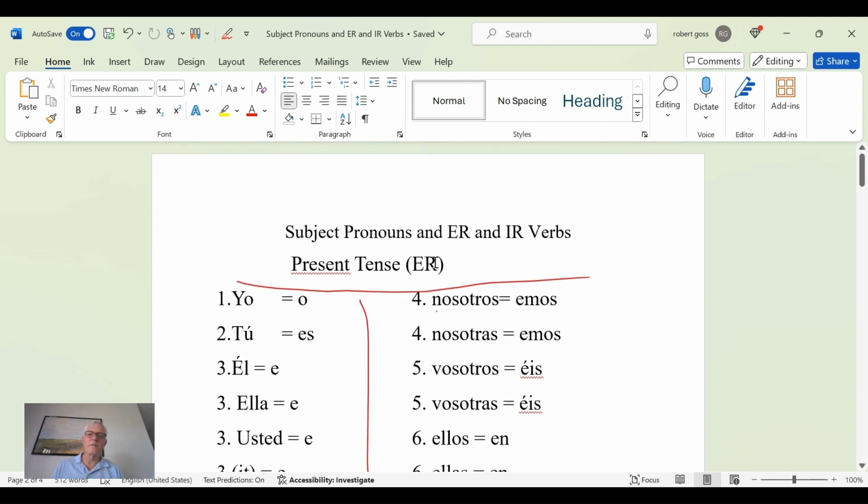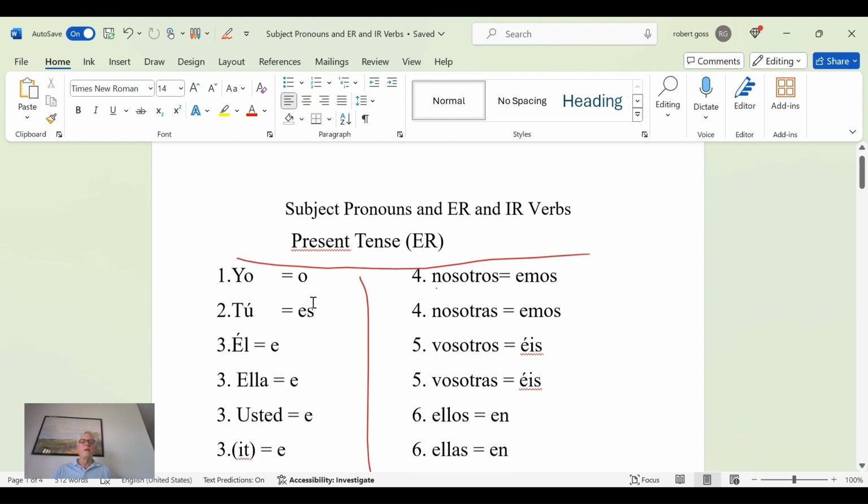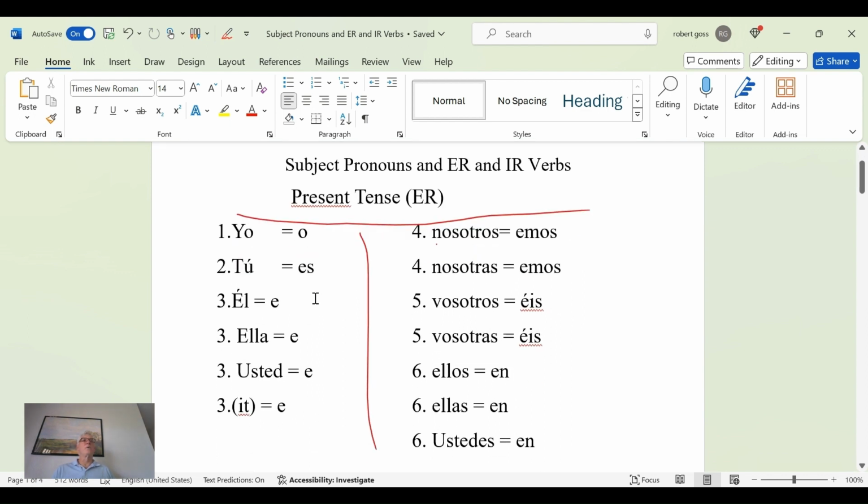Well, the pattern is if we have any verb that ends in ER, we're going to do kind of like what we did with the AR verbs. We're going to cross off the ER, and then in its place, we have certain endings, and the endings depend upon who the subject pronouns are. And as we've talked before, in Spanish, there are 6 conjugations, and that's why you'll see 1, 2, 3, 4, 5, 6.